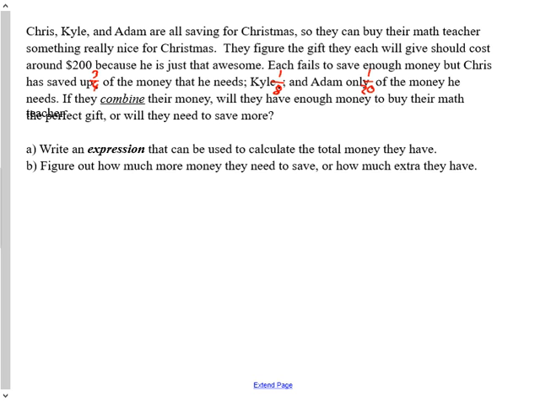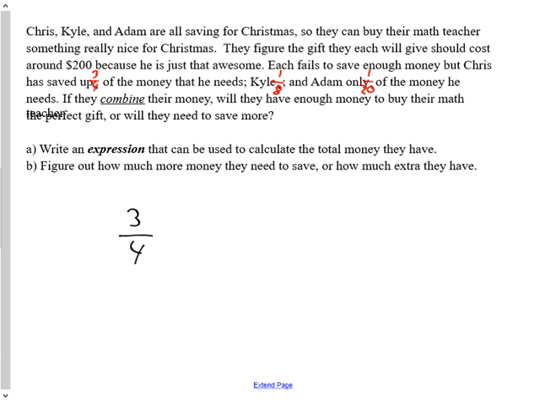However, they think, listen, instead of us each giving a $200 gift, why don't we combine our money and just buy them the $200 gift that way? If they combine their money, will they have enough money to buy their math teacher the perfect $200 gift, or will they need to save more? So here's what we're going to do. We're going to see what fraction of the $200 they save.